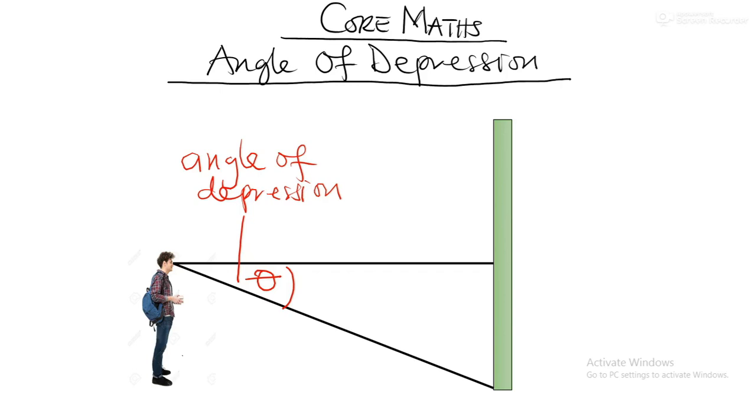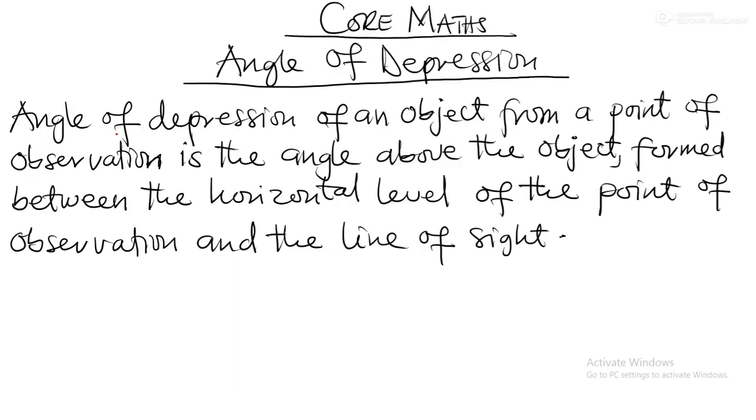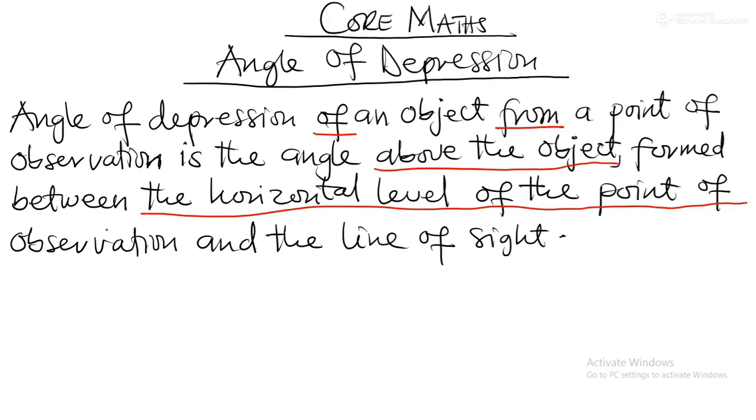Okay, so let's look at it. Angle of depression of an object from a point of observation is the angle above the object, formed between the horizontal level of the point of observation and the line of sight.